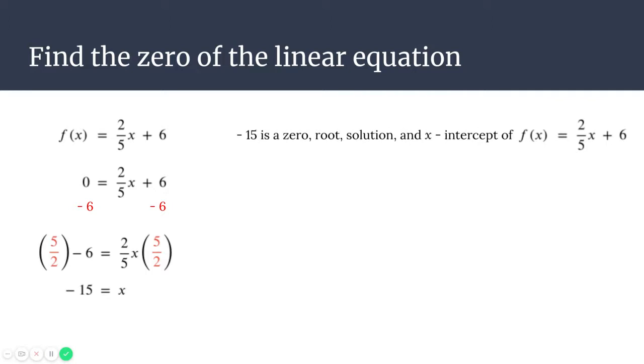So I have negative 15. That is a zero. It's a root. It is also a solution, and it's an x-intercept of the function f of x equals 2/5 x plus 6.